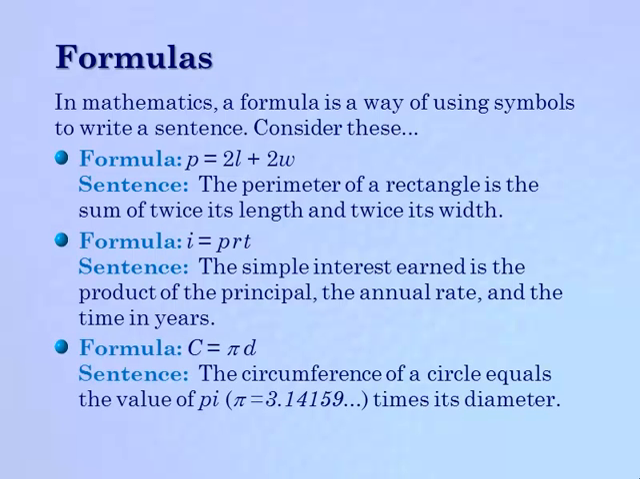Or here's one that you've surely seen. C is equal to pi times d. That's the same as the circumference of a circle is equal to the value of pi times the diameter. Isn't it much quicker to write C is equal to pi d? But what if you wanted to get one of the other variables out there by itself? You'd have to do some manipulation with the algebra, and that's what you'll learn to do in this module.